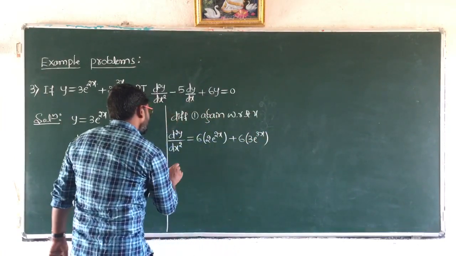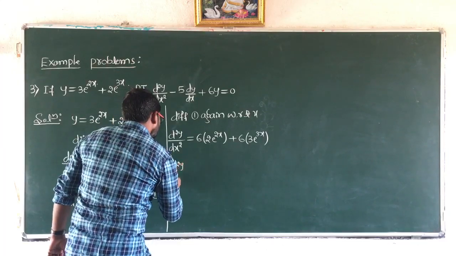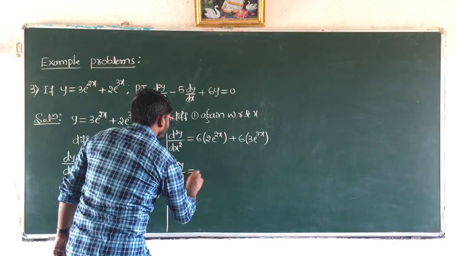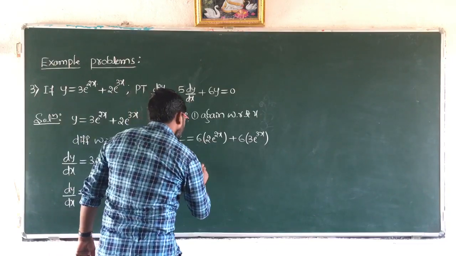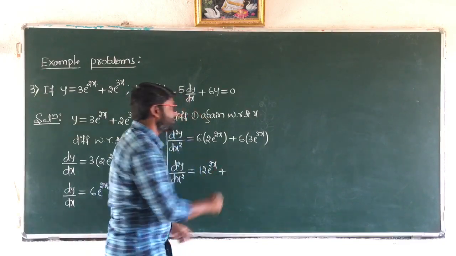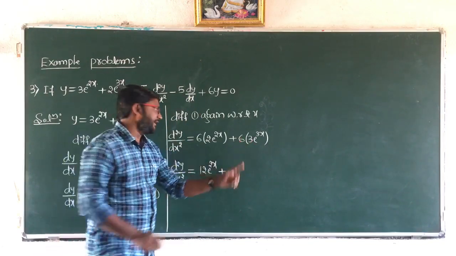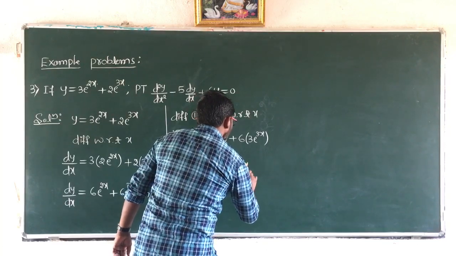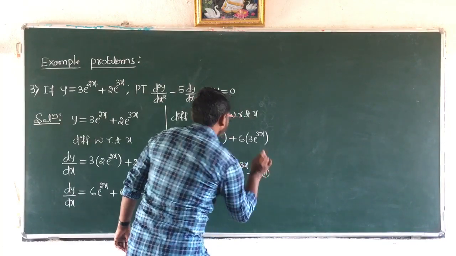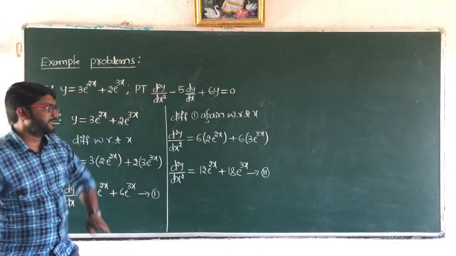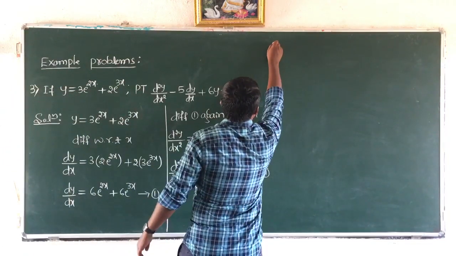So now d square y by dx square is equal to 6 into 2, it is 12 e raised to 2x, plus 6 into 3, it is 18 e raised to 3x. So this is equation number 2. So now we have to consider the LHS, left hand side of the equation.